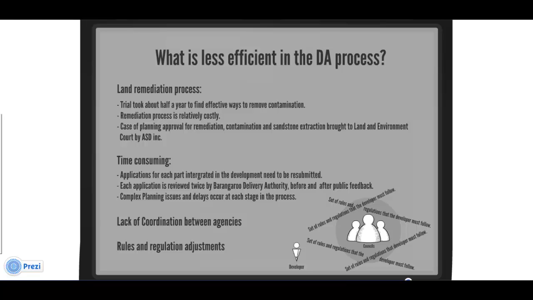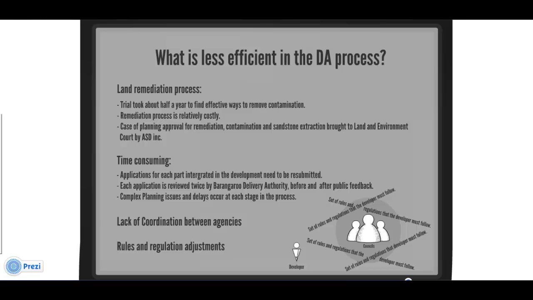First, trial has been conducted with Cisco to see whether removal of historic gasworks contamination at the site was effective. The authority ensured that remediation can be delivered in accordance with the delivery timelines and within the budget for the cost. During the process, the case was once taken to the Land and Environment Court by ASD Incorporated, related with issues of remediation, contamination, and classification of sandstone extraction in the planning approval.